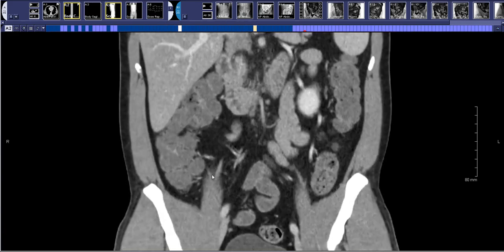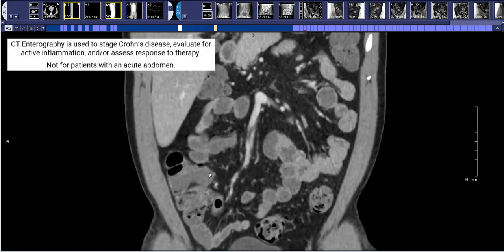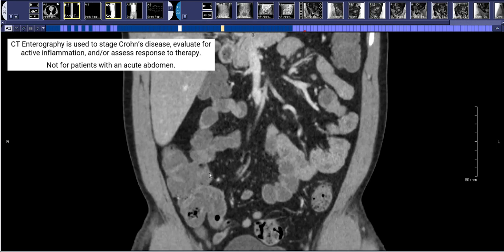Of note, you'd only want to get a CT enterography in the non-acute setting. So it's used to stage Crohn's disease, to see if there's active inflammation, and to assess disease response to therapy. If someone was presenting, even with a history of Crohn's disease, and an acute abdomen, I would go with just a single non-oral contrast CT scan via an emergency protocol.